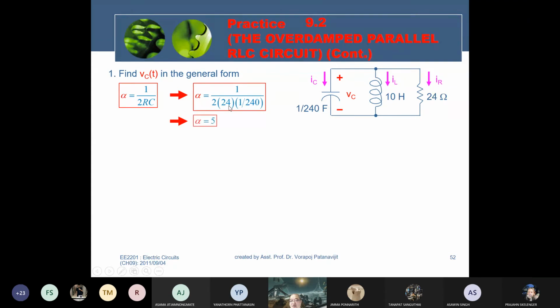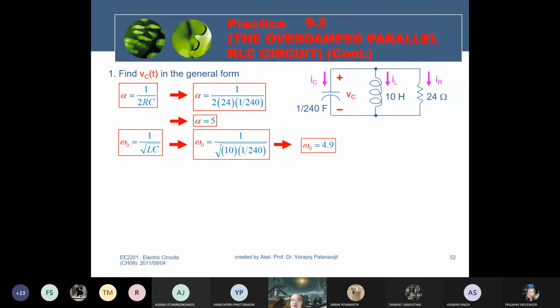R equals 24 ohms, C equals 1 by 240. Alpha equals 5. Omega 0 equals 1 divided by square root of LC. Inductor L equals 10, C equals 1 divided by 240. Omega 0 equals 4.9.